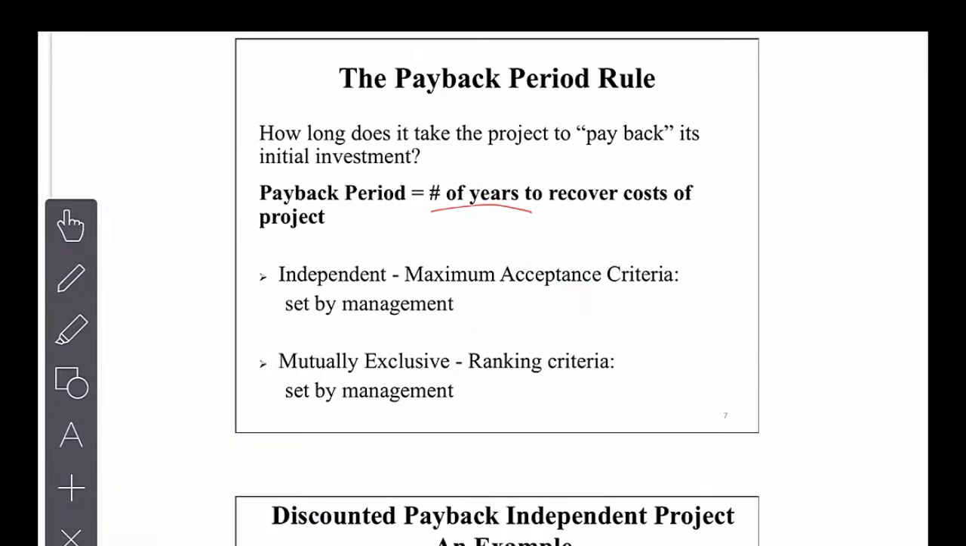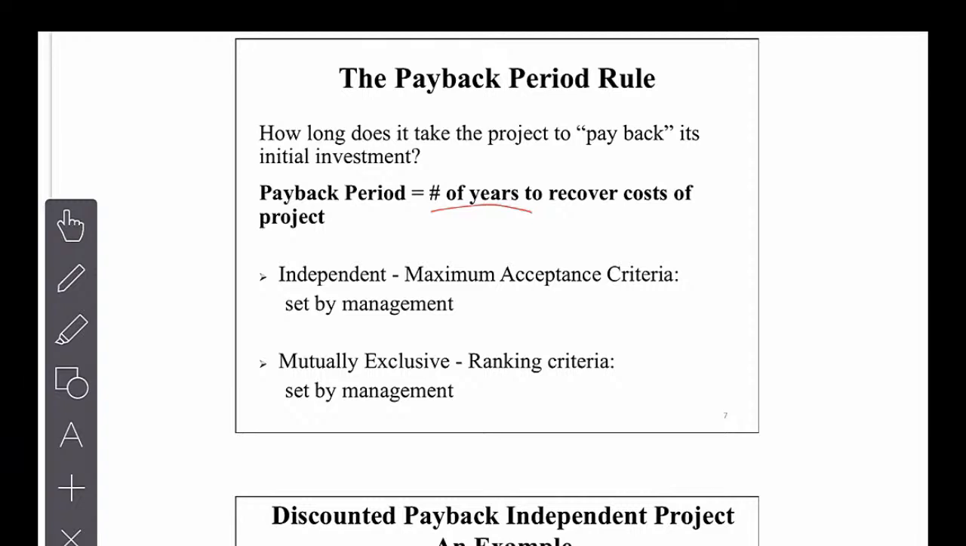So you have to establish a number of years. It's like someone would have to say to you, look, I'm not going to invest in your project unless I get my money back in 2 years. So that would be the maximum they're willing to invest at. Or if you're in a big firm working in the finance department, then your superiors would determine what's the maximum acceptance criteria.